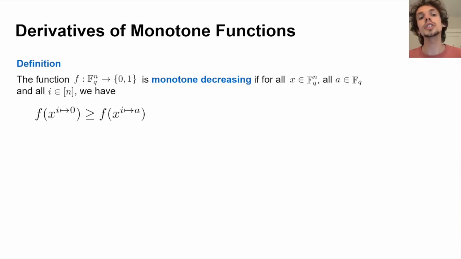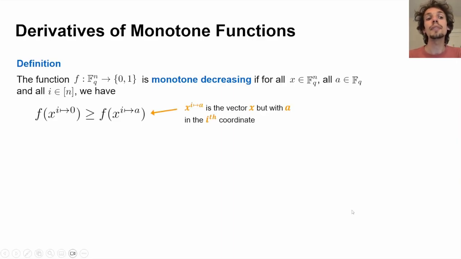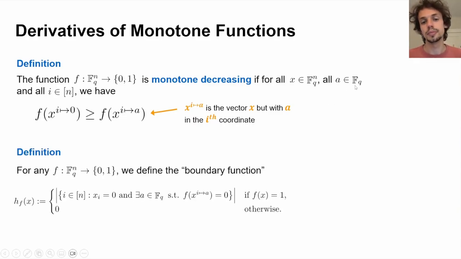So we say that a Boolean function f is monotone decreasing if for every point x and every coordinate i, we have that f of x, where I set the ith coordinate to be 0, is always greater than or equal to f of x, where I set this ith coordinate to be any other value in F_q. And for any monotone function f, we'll be interested in its boundary function h_f.